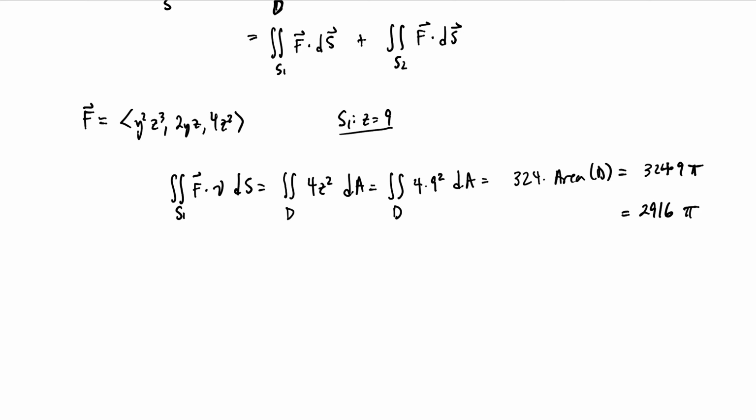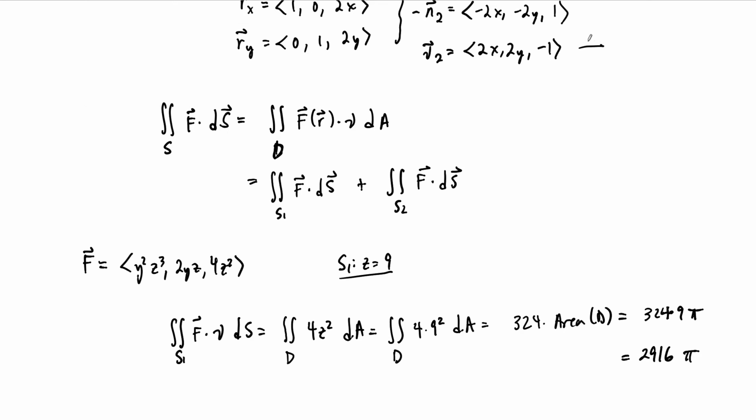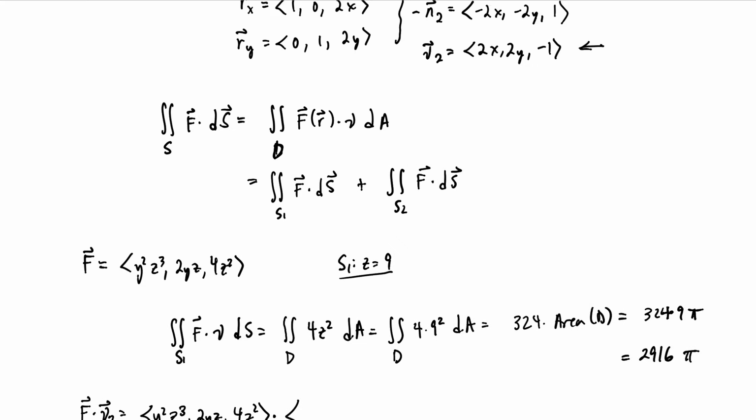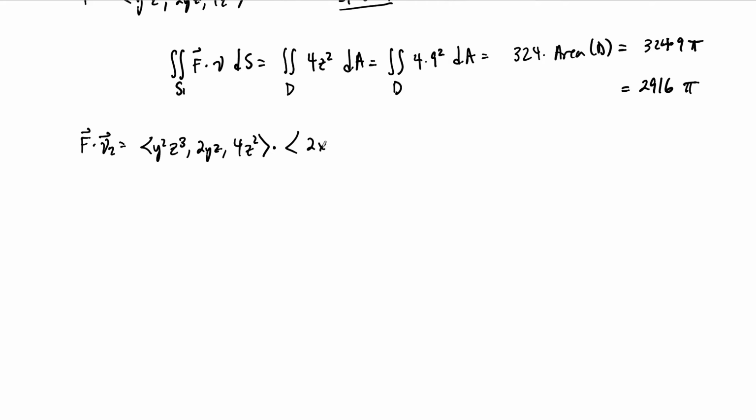And for this one, we have to remember that our nu is this right here, 2x, 2y, and then negative 1. And so let's dot that with F to start with. So F dotted with nu 2, we'll call this. So this is y squared z cubed, 2yz, 4z squared, dotted with, remember, we changed the sign, so this was 2x, 2y, and then negative 1. When we take this dot product, we end up with 2x y squared z cubed plus 4y squared z minus 4z squared.